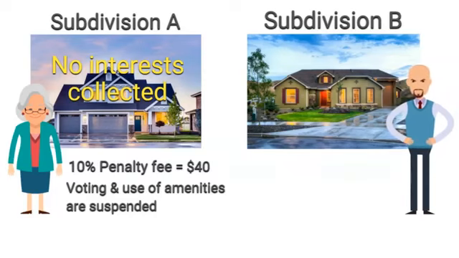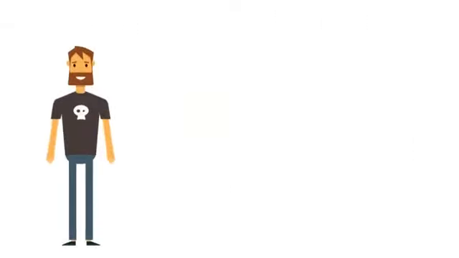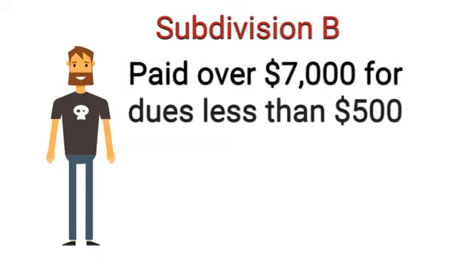the account over to a collection agency. Fines and interest rates are added on top of the dues. In Episode 2, I told you about a resident who had to pay over $7,000 for dues that is worth less than $500. If you haven't seen this episode, the link is in the comments box for your convenience.